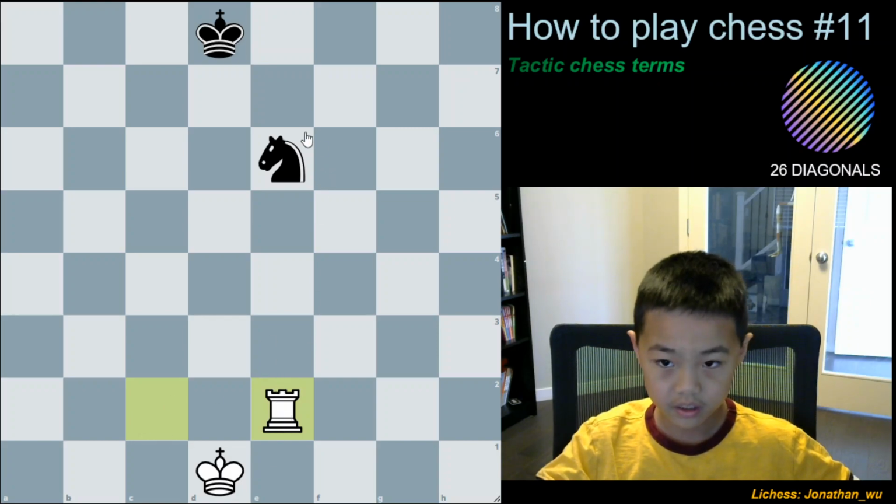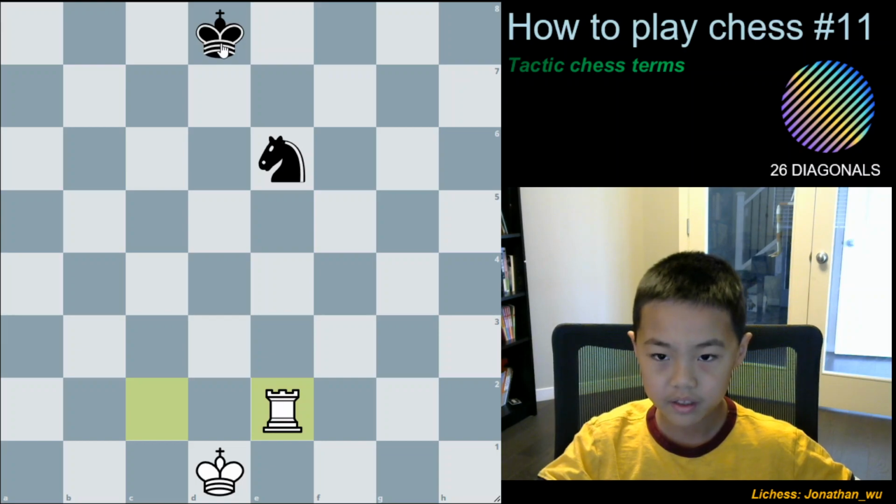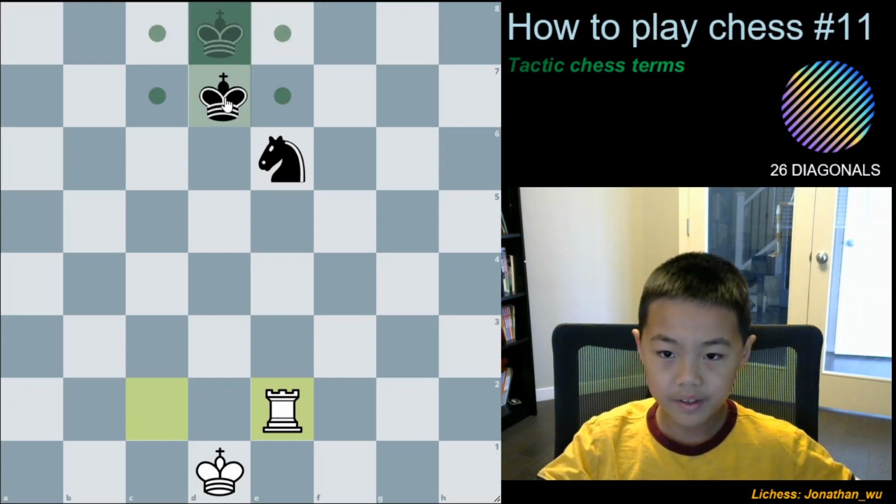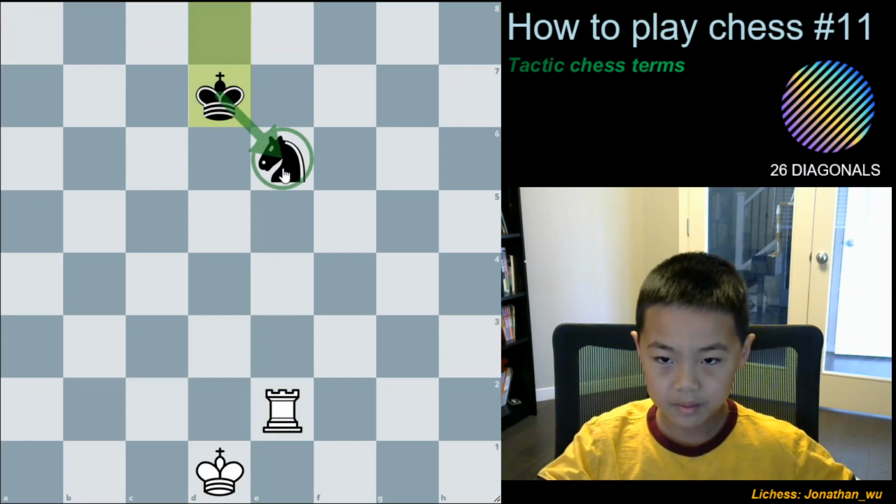And attacking is when a piece is threatening your opponent's piece, or your opponent threatens one of your pieces. And now you can defend because it's protecting it.